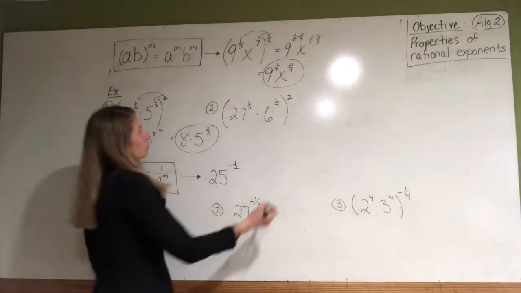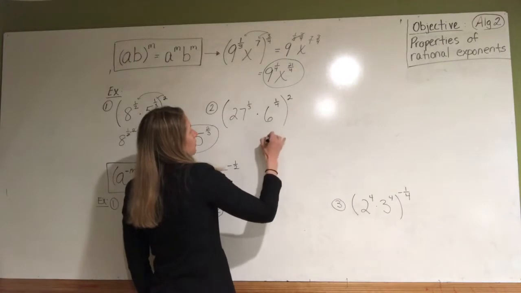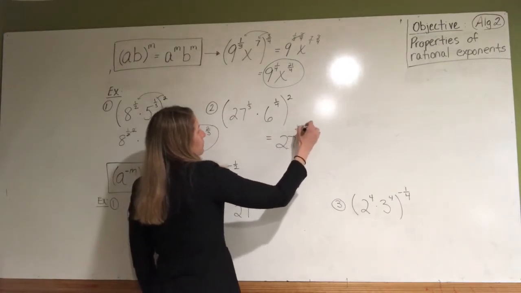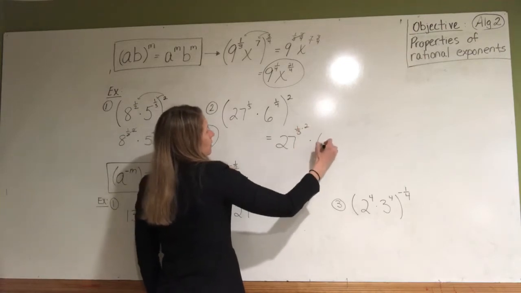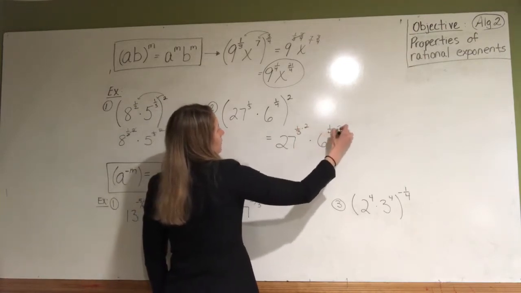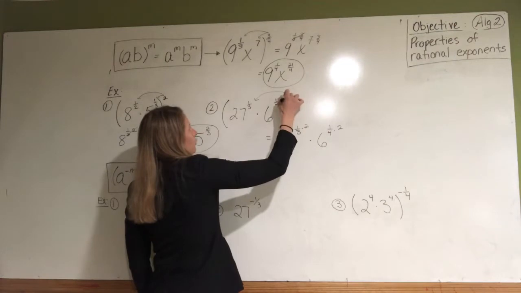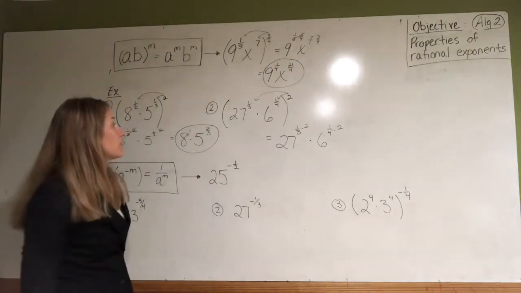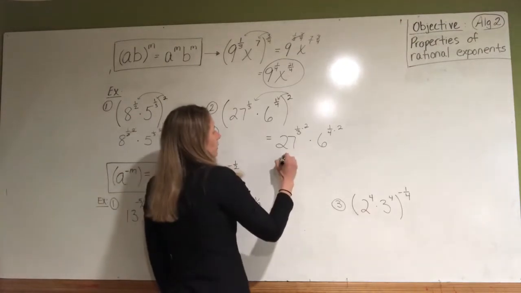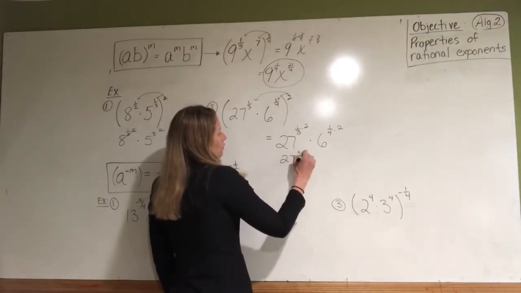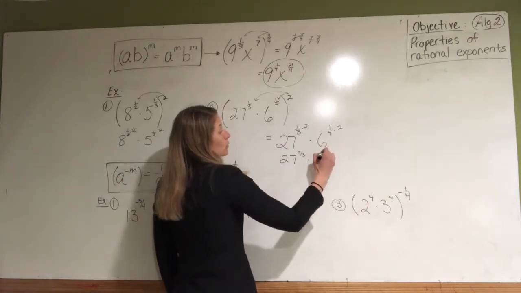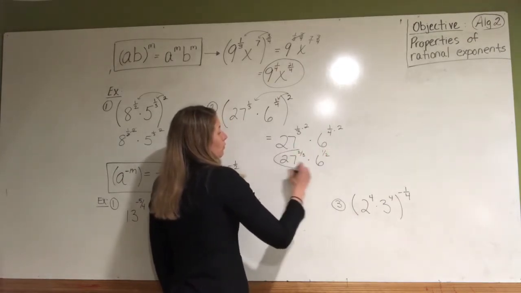And for number 2, we are going to multiply the 1/3 times the 2, and then the 1/4 times the 2. Again, bringing that exponent on the outside of the parentheses to each of the factors inside. So this will become 27 to the 2/3 power times 6 to the 2/4, which of course would reduce to 1/2.